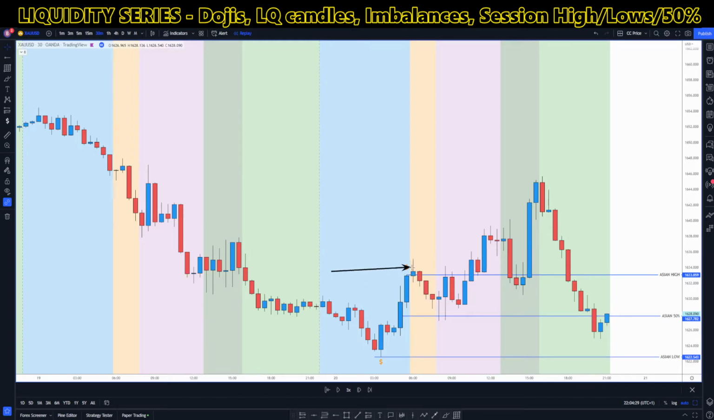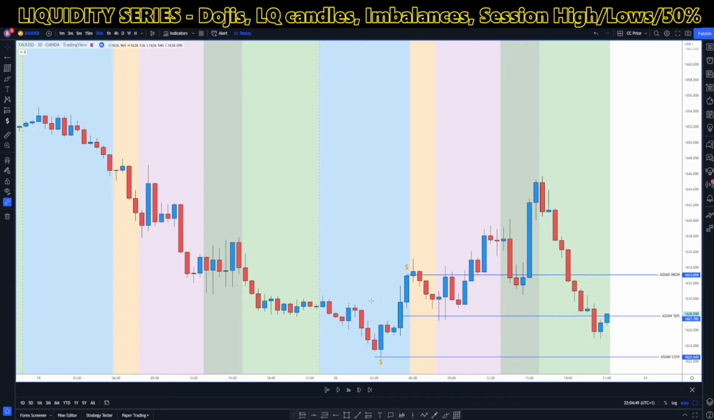So it's taken the liquidity, it's formed a little resistance, and now it's pulled back. And it's going from one liquidity point to the next liquidity point. We know there's a bit of liquidity sitting right here where the Asian 50% is. Now there's a couple other little things about this candle, kind of overlapping some things.